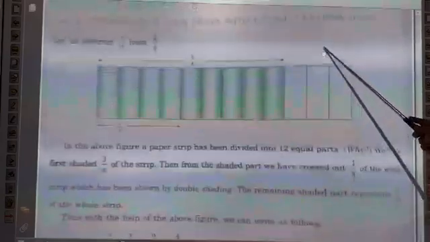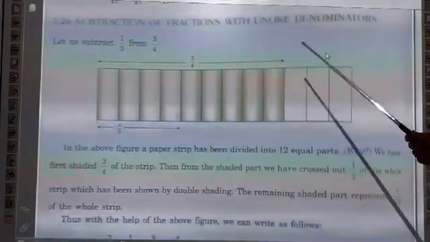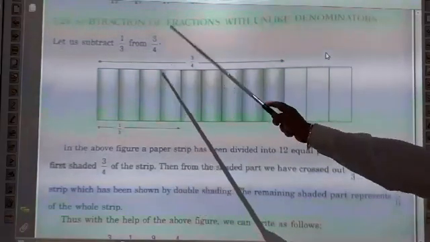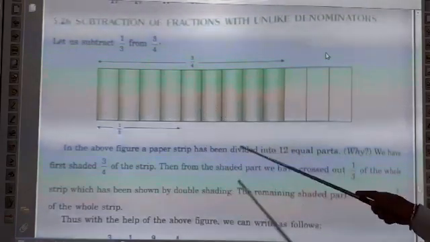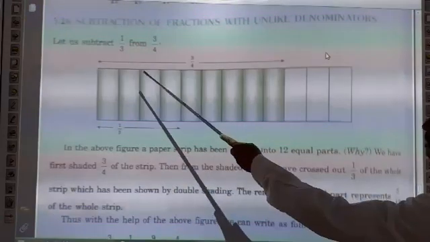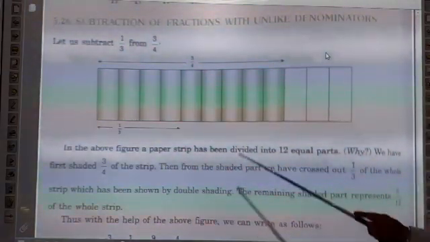Now next topic, subtraction of fractions with unlike denominators. Let us subtract 1 by 3 from 3 by 4. Show the diagram, look here. 1 by 3 part, show the diagram, and 3 by 4 part, show the diagram.